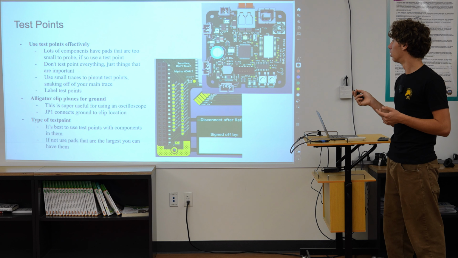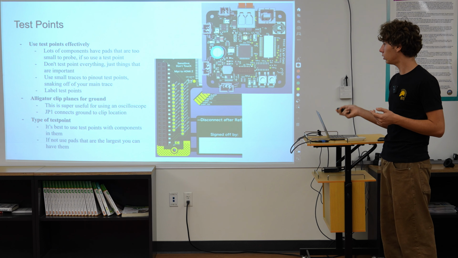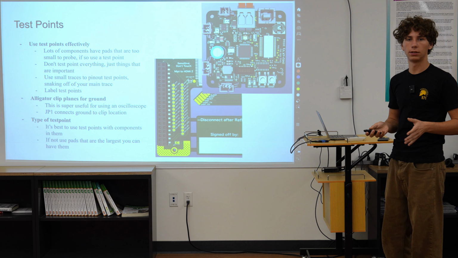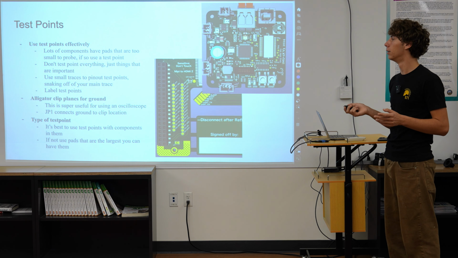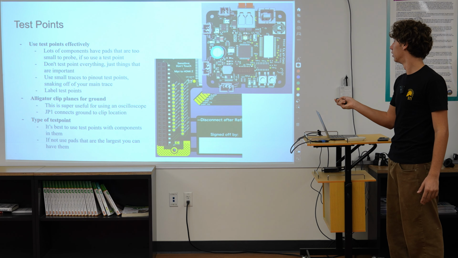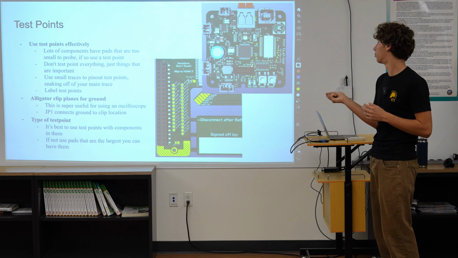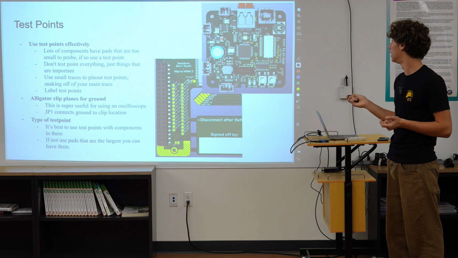Okay, so designing for debugging. Cool. So test points, this is our IMU, and then this is the board I've been showing the entire time. This is the vision board. So using test points effectively is really important. Lots of components have pads that are too small to probe, so we just use test points. Let me give you an example. Right here, these pins are super close. There's no way we could accurately get a probe on one of them. So we have a ton of the important ones, at least, pinned out to test points like this.